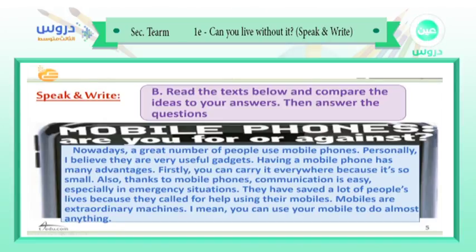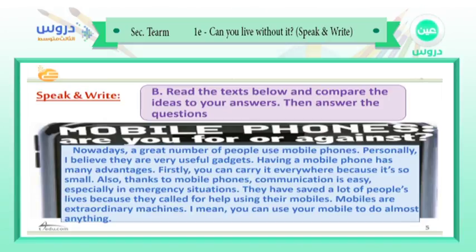3. Speak and write. Mobile phones. Are you for or against? Nowadays, a great number of people use mobile phones. Personally, I believe they are very useful gadgets. Having a mobile phone has many advantages. Firstly, you can carry it everywhere because it's so small. Also, thanks to mobile phones, communication is easy, especially in emergency situations. They have saved a lot of people's lives because they called for help using their mobiles. Mobiles are extraordinary machines. I mean, you can use your mobile to do almost anything.